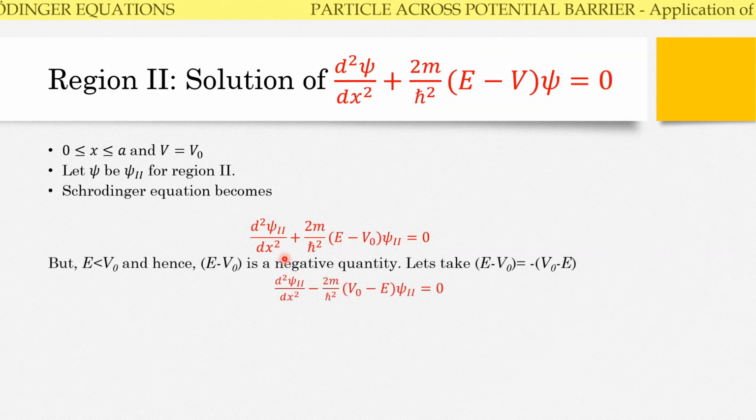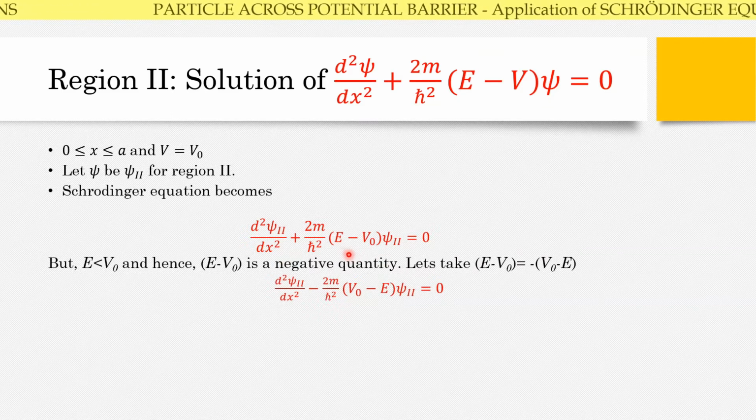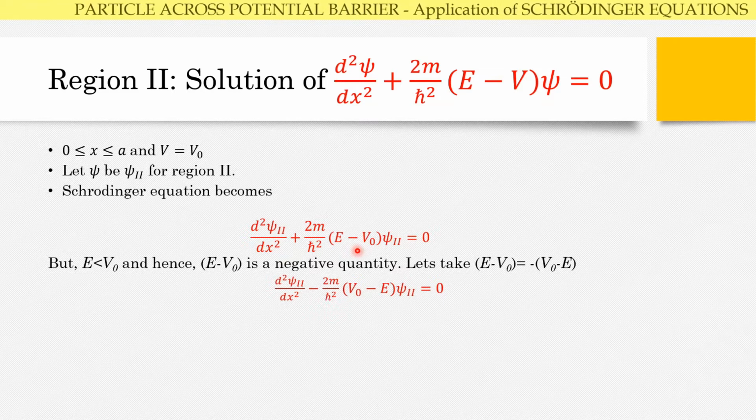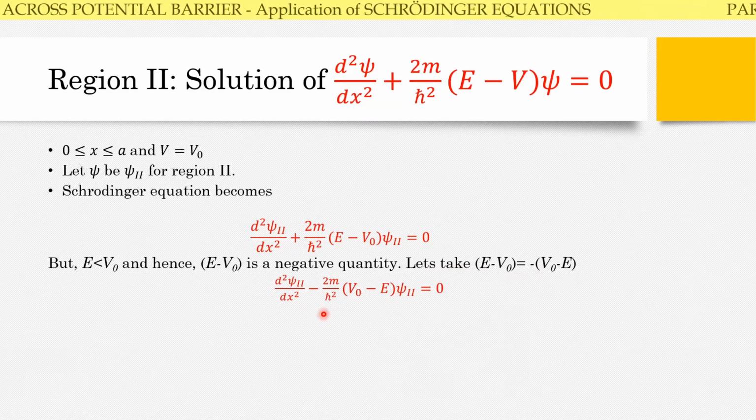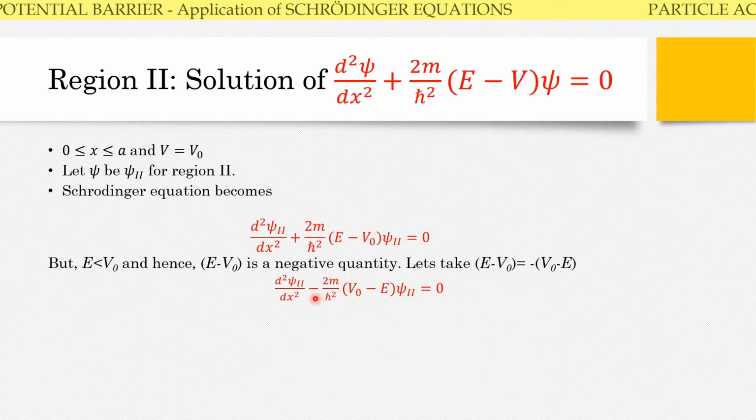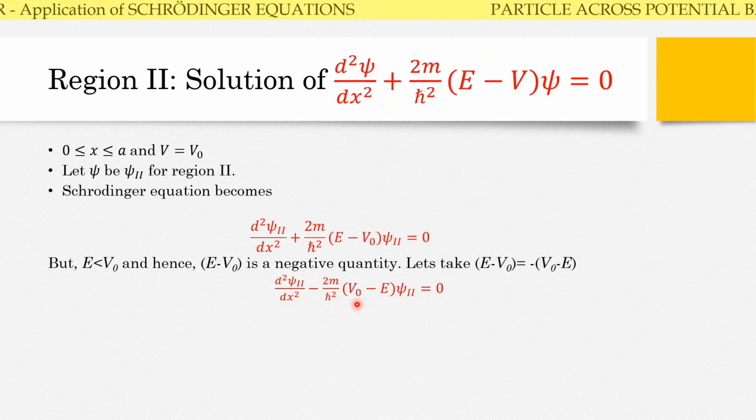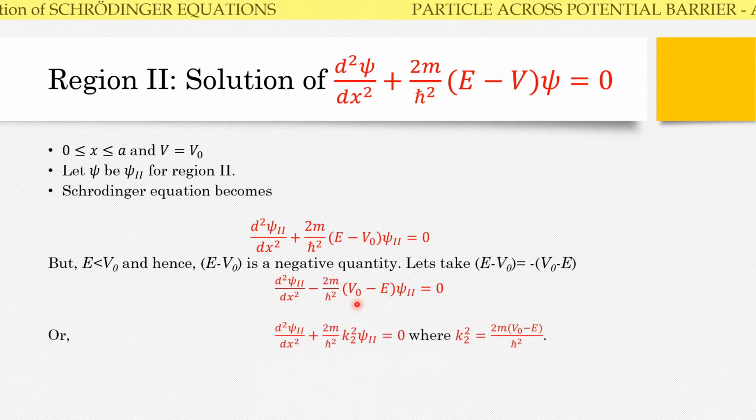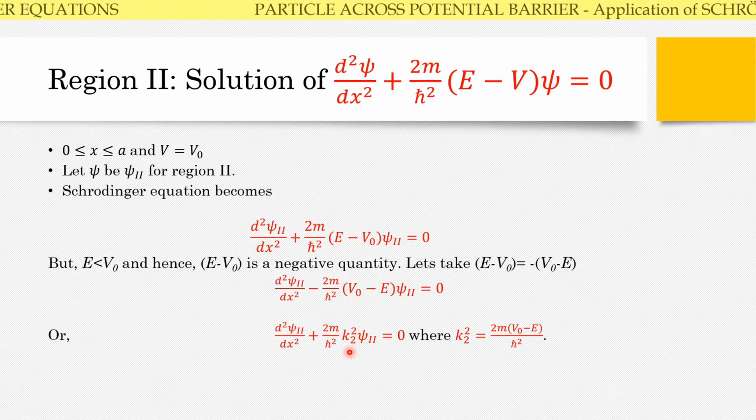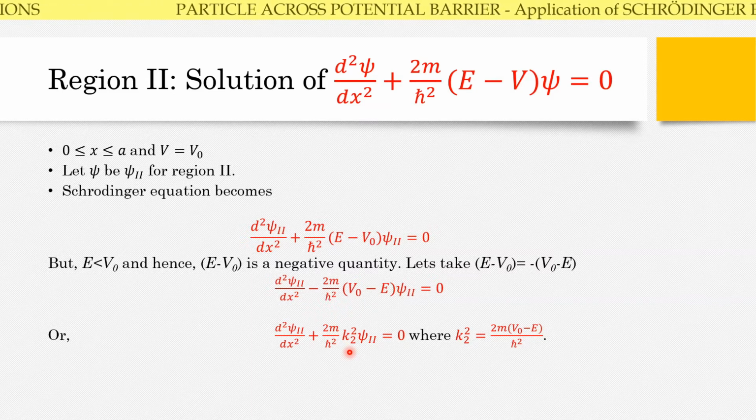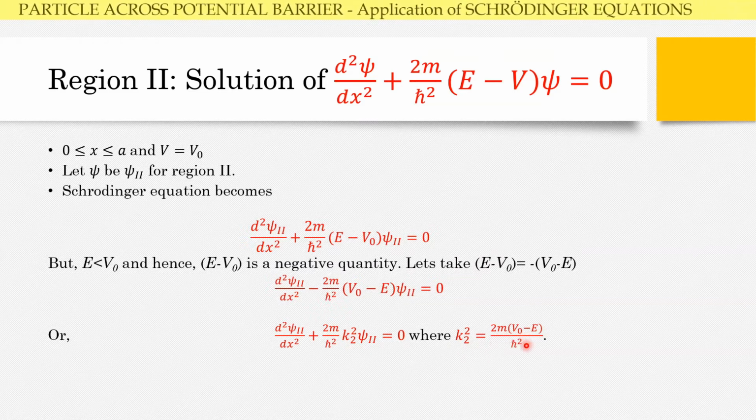See, the energy of the particle is less than the potential height. So obviously, this quantity E minus V naught is a negative quantity. So I will take minus as common from here, and the equation becomes in this form. Here comes the negative sign, and the term inside the bracket becomes V naught minus E. So we can write this equation in terms of the wave propagation vector again in the same form which we have done in the region 1. So here k2 square equals 2m into V naught minus E divided by h cross square.